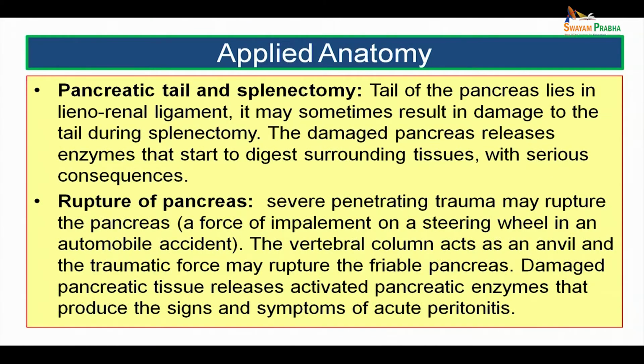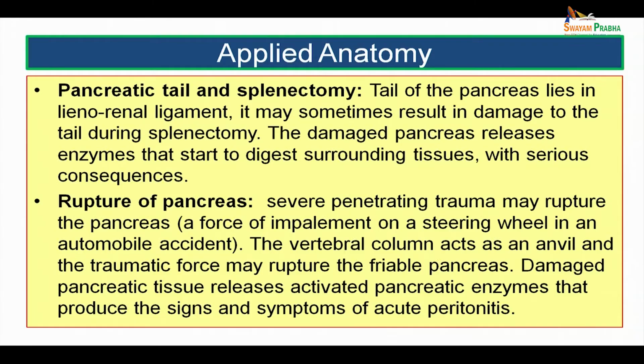The next applied anatomy point is the pancreatic tail and its relation to splenectomy. The tail of the pancreas, as we know, lies in the lienorenal ligament. It may sometimes result in damage to the tail during splenectomy. The damaged pancreas then releases enzymes that start to digest the surrounding tissues, with serious complications.